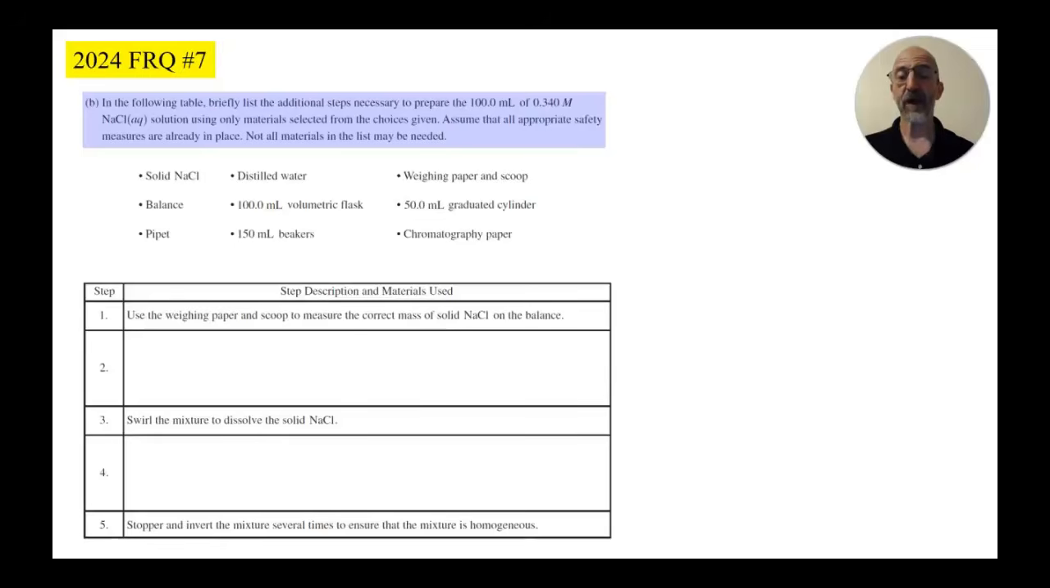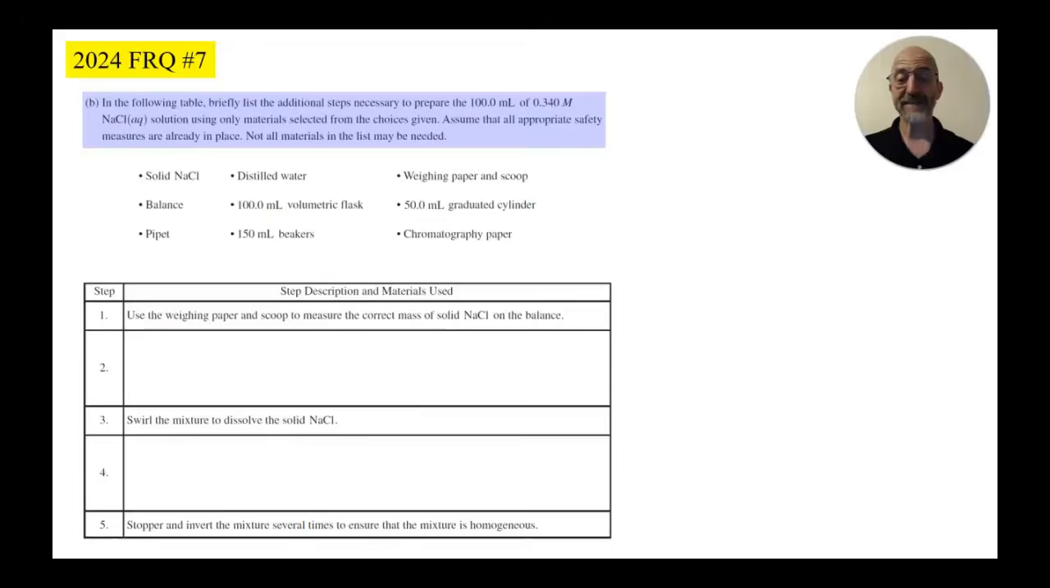So how do you prepare 100 milliliters of a 0.340 molar sodium chloride solution? And we have to use the materials from the choices given. Now I see solid sodium chloride, a balance, a pipette, distilled water. I see a volumetric flask, beakers, weighing paper, a scoop, graduated cylinder, chromatography paper.